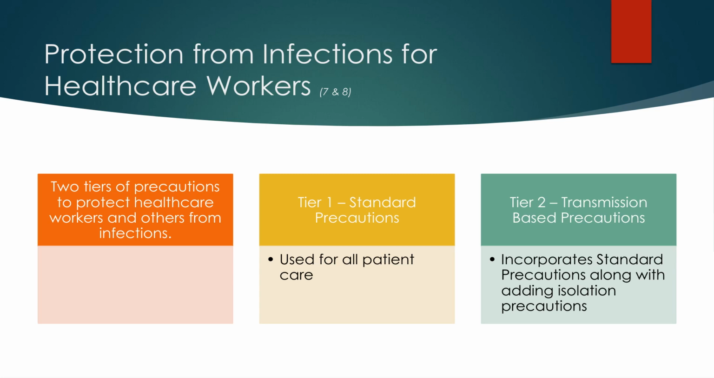Transmission-based precautions is the second tier of precautions and incorporates the standard precautions, adding any additional PPE and/or isolation precautions. If isolation precautions are indicated, the type of infection will determine what type of isolation needs to be in place. Usually, the patient will be in a room by themselves to prevent transmission of the infection to a roommate. Often, disposable patient items are utilized, such as plastic silverware and paper plates.